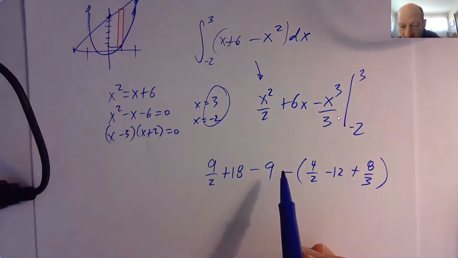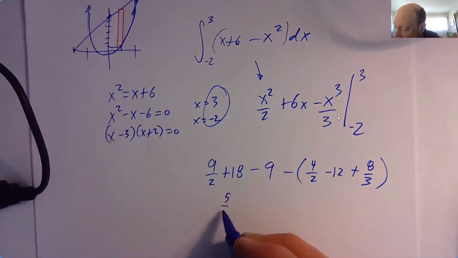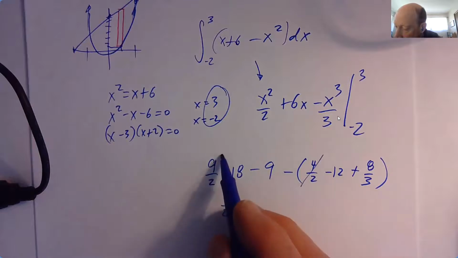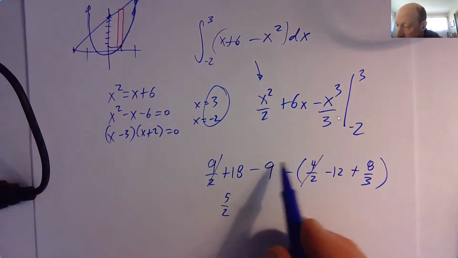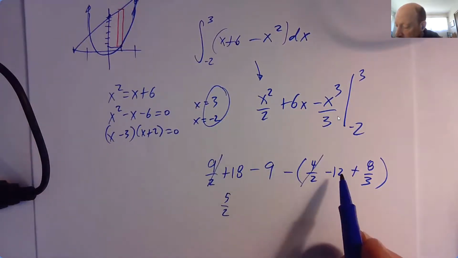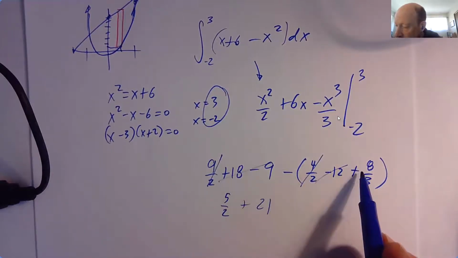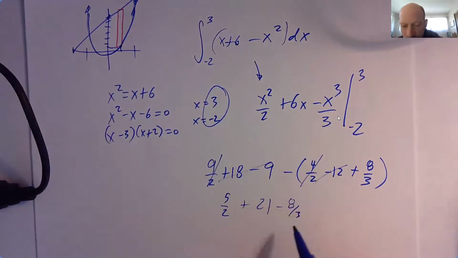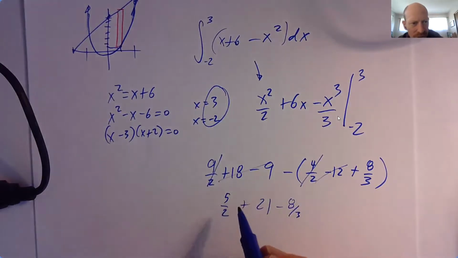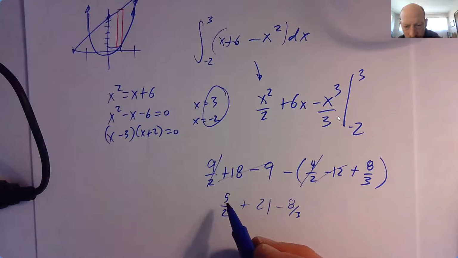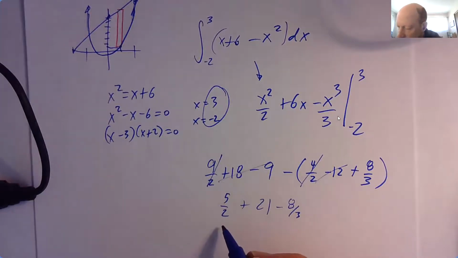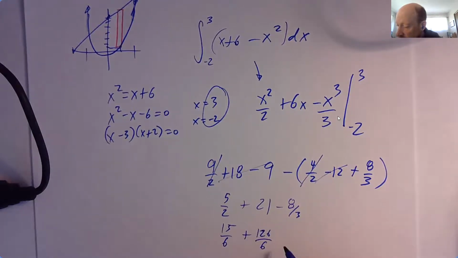9/2 minus 4/2 is 5/2. That's 9 plus 12. That's going to be 21. And then I have minus 8/3. Well, I don't know, it's going to be some kind of sixth. 15/6 plus 126/6 minus 16/6.